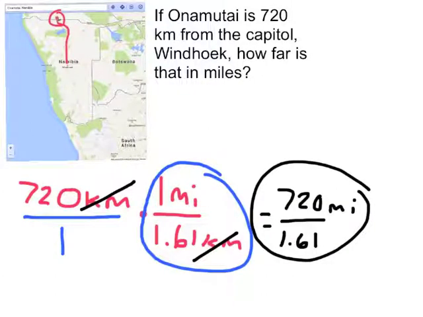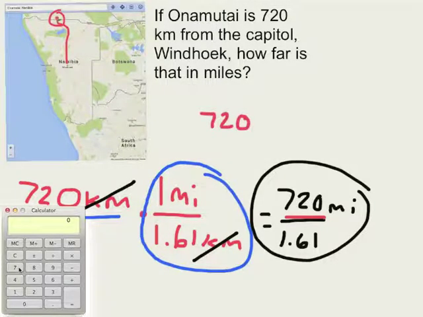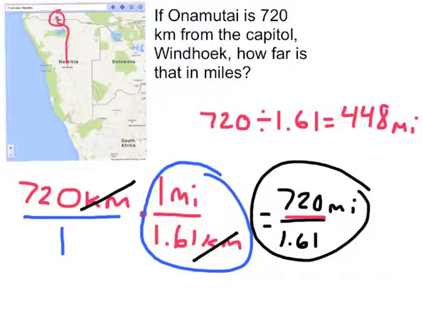Now all I need to do is clean this fraction up, make it look better. It is an improper fraction because the numerator is larger than the denominator. So we need to say, how many times does 1 61/100 go into 720? That's a division problem. So I'm going to do 720 divided by 1 61/100, which comes out to 448 miles. So I lived about 448 miles from the capital.